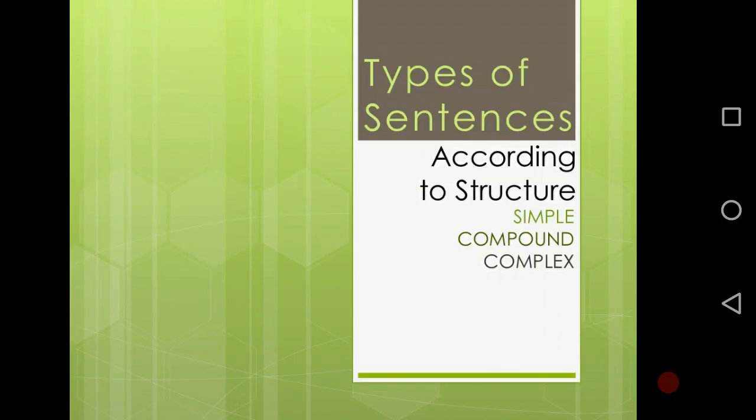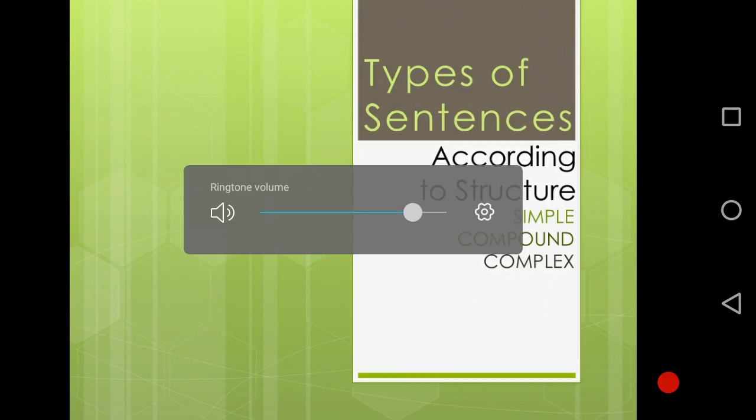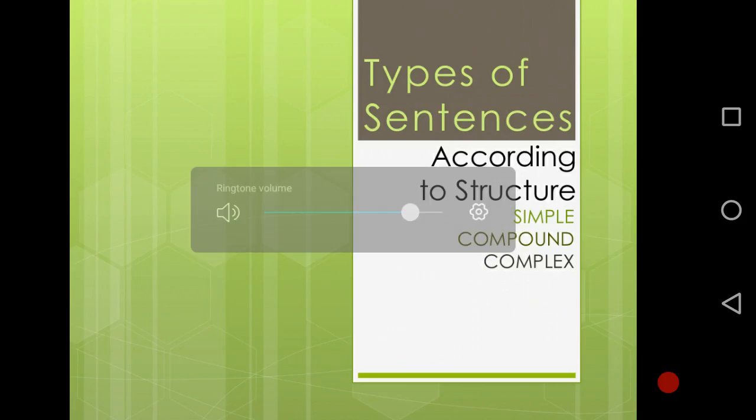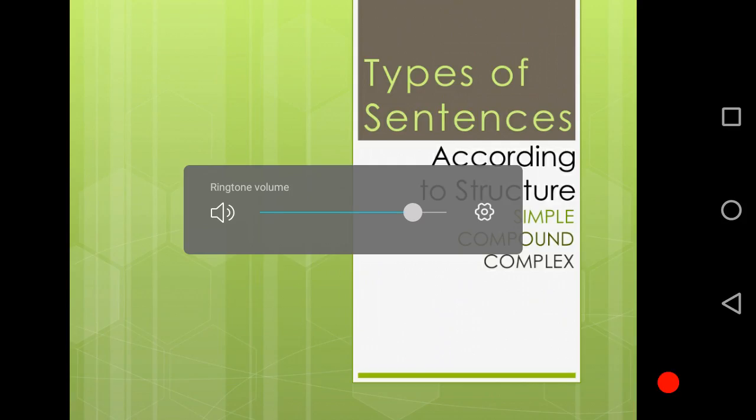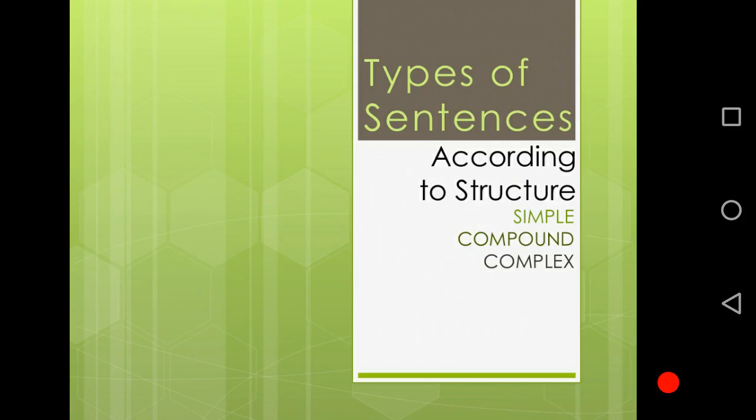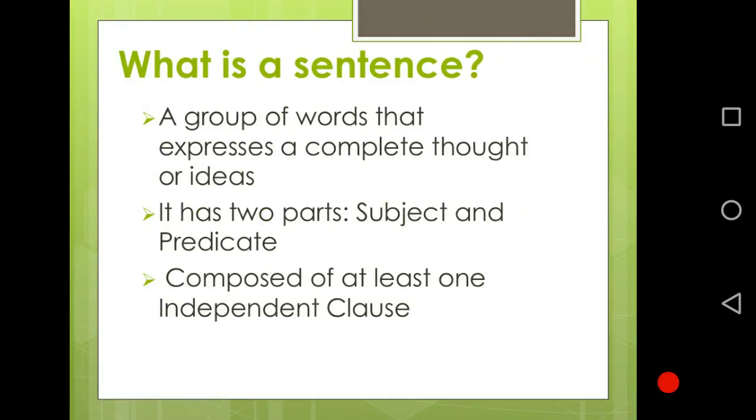Okay, everyone. Today I want to show you the types of the sentence. According to the structure in English, there are the simple sentence, the complex sentence, and the compound sentence. So let's start with the question: what is a sentence?